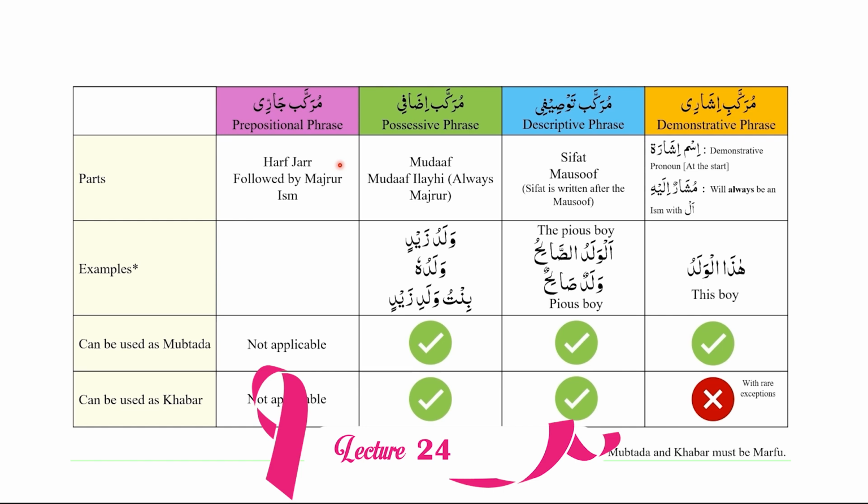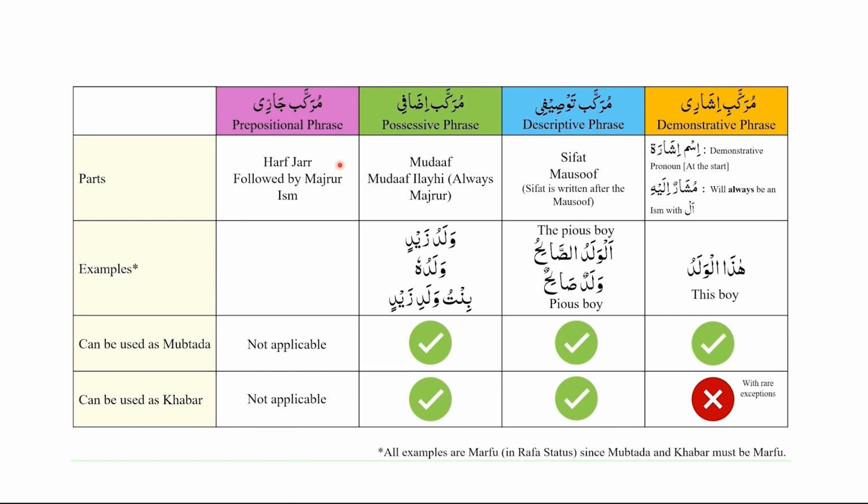So we cannot say that a harf is definite or it is indefinite. Please note that murakkab jari can be used in Jumla Ismiyah. However, we will study that inshallah in the next lecture. As far as murakkab ishari, murakkab tawsifi and murakkab izafi are concerned, it is very important to remember this table.